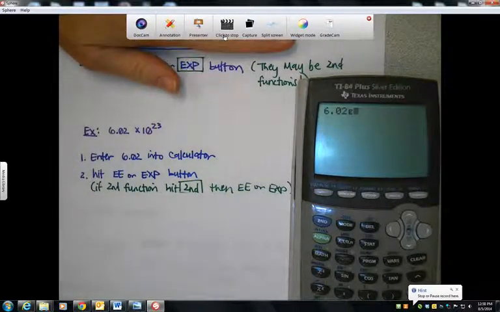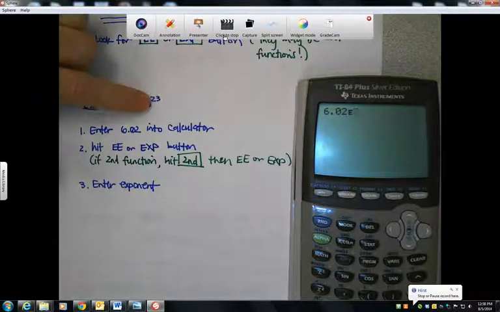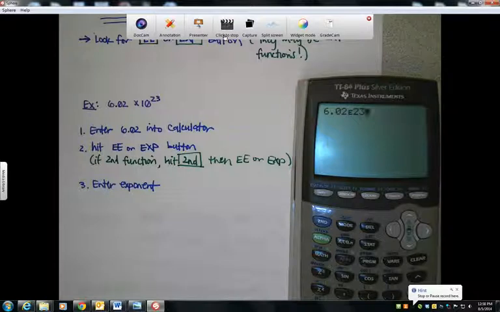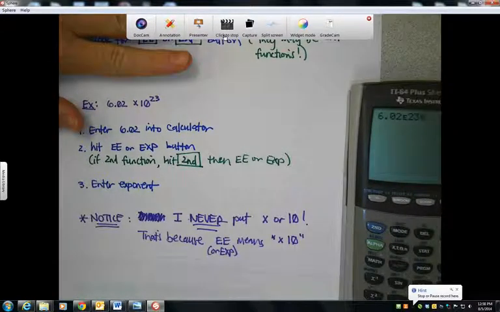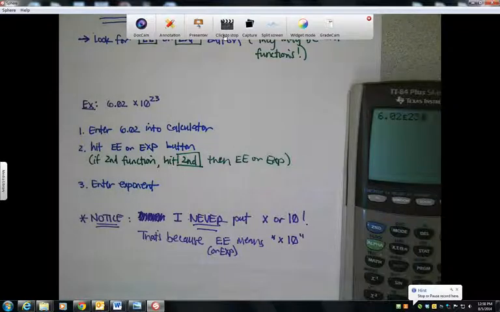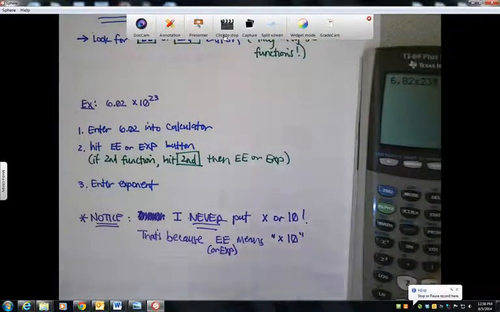And then the next thing you want to do is enter your exponent. The exponent in this number is 23, so I'm just going to hit 23. So there it is. I've entered 6.02 times 10 to the 23rd into my calculator. I want you to notice that at no point during this process did I ever hit the times button. I never hit times and I never hit 10. The reason is that the EE button, or the EXP button if that's what you have, actually means times 10 to this, so I don't have to put times 10 into the calculator because that's what the EE button does for me.